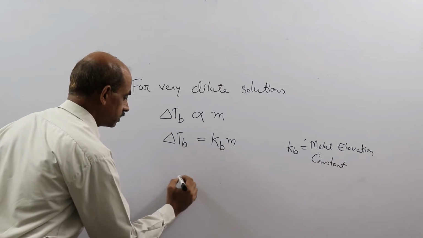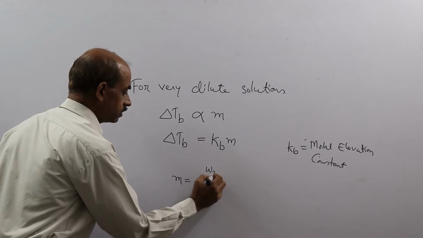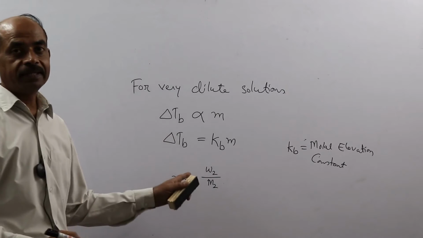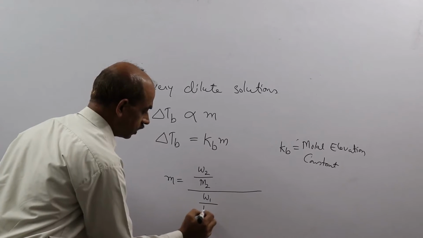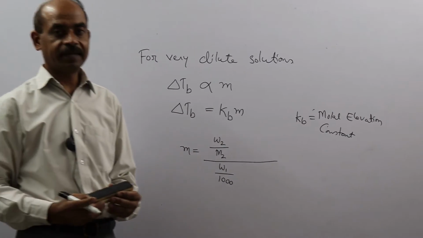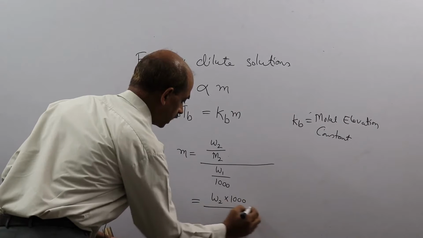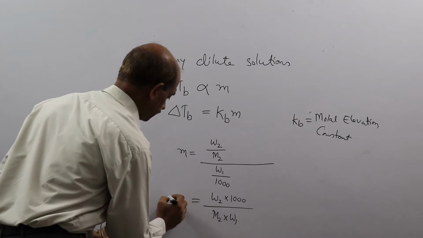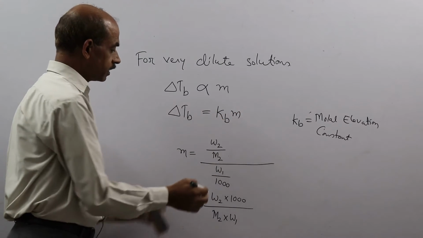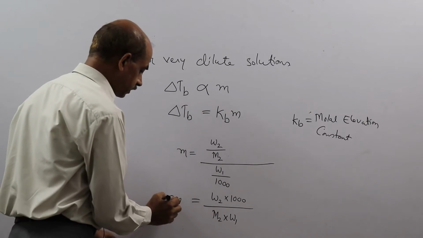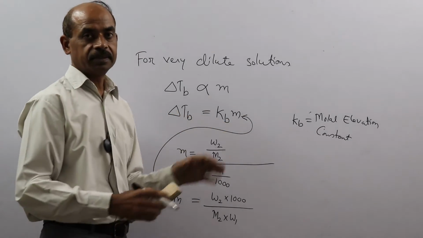And we know that molality is the number of moles of solute, that is W2 by M2, solute denoted by 2 always, upon the kilogram of solvent, which is W1 divided by 1000. So if we simplify it, it will be W2 into 1000 upon M2 W1, this is small m. And if we substitute this value of m in this formula, we will get the whole formula of delta TB.